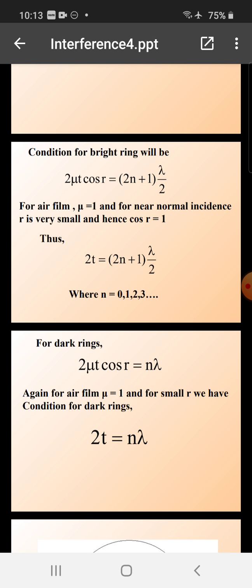Similarly, for the dark fringe, 2 mu t cos r must be equal to n lambda. Again, for air film, the refractive index is 1. For small r, we have for the dark rings 2t is equal to n lambda.